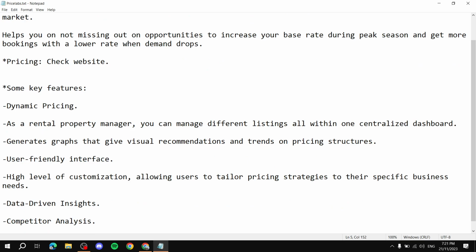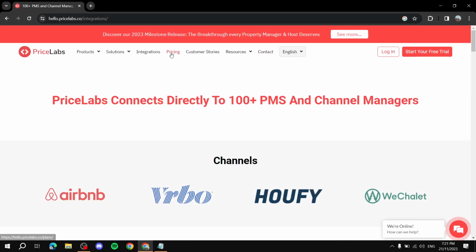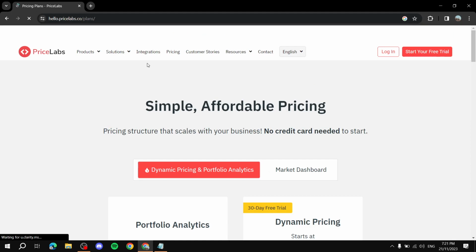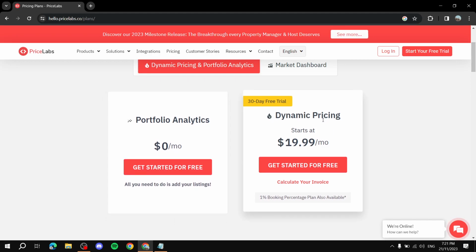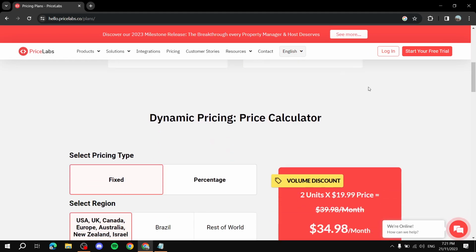And then the pricing, I didn't talk about that. So if you go to pricing, you will find that the portfolio analytics is going to be free. You just need to add your listings. And then for dynamic pricing, it's going to be $19.99, but that's going to change in a second if we scroll down a bit.